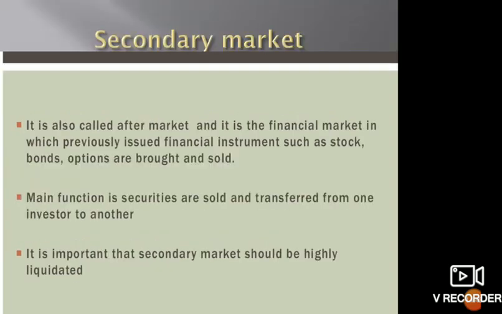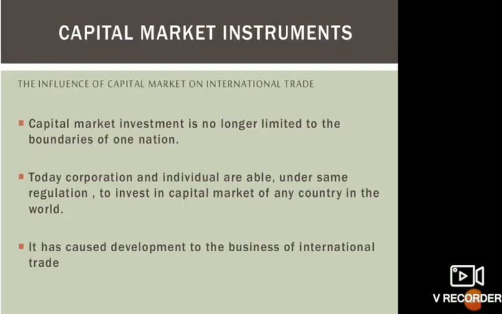The secondary market is also called the aftermarket, because only after the IPO, the initial public offering, once the shares are issued to the subscribers, does the secondary market concept come. Before the primary market, the secondary market cannot exist. It is a financial market in which previously issued financial instruments such as stocks, bonds and options are bought and sold. Pre-owned securities are bought and sold. The main function is that securities are sold and transferred from one investor to another, and the ownership is transferred. It is important that the secondary market should be highly liquid, so the liquidity of the secondary market should be more and more.